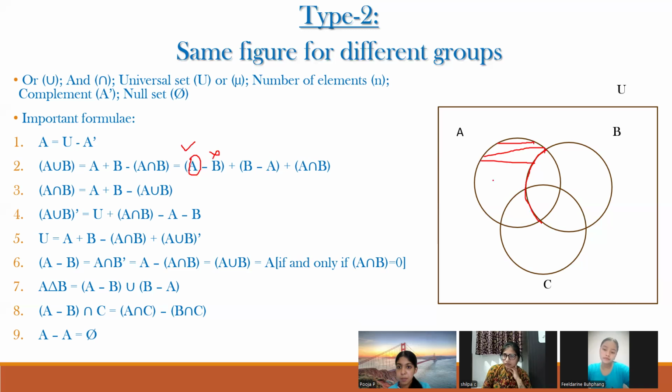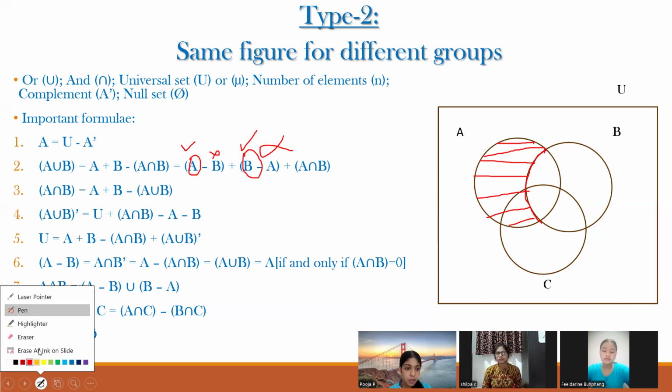So this much is A difference B, which means all those elements which belong to A but should never be a part of B. Got it? So yes, A difference B is done. Similarly, B difference A. B difference A is just the reverse of what you did. It should belong to B but should not belong to A.